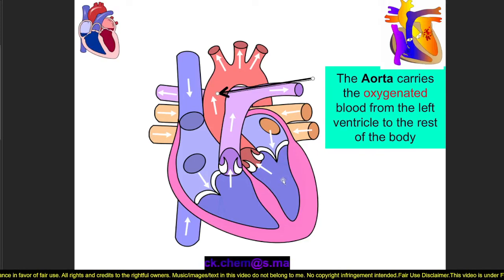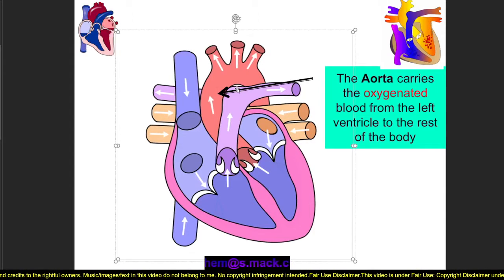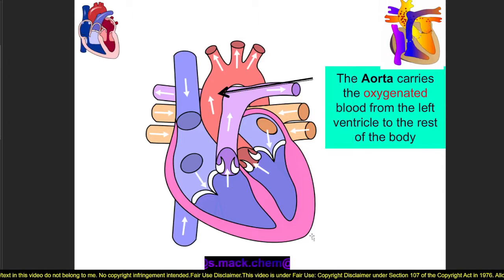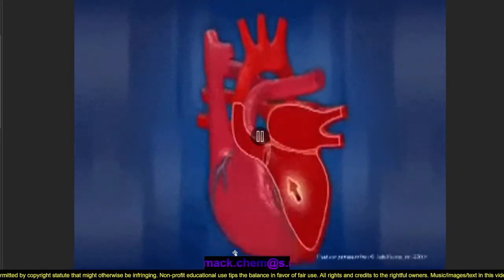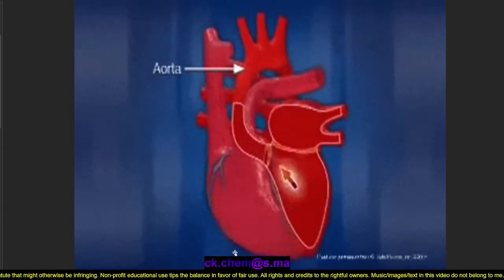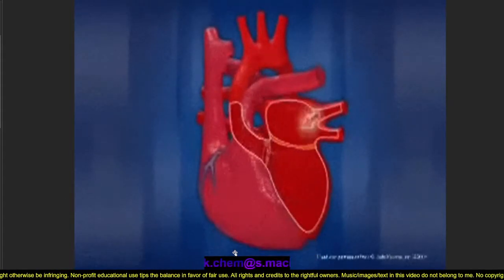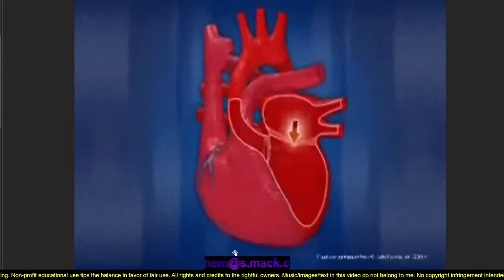So we have blood being pumped out of the left ventricle through this red vessel, and this is called the aorta. So blood is pumped out of the left ventricle to the rest of the body. This oxygenated blood is pumped out through the aorta. Here is an animated picture which shows blood being pumped into the left side of the heart through the left atrium, down into the left ventricle, and out of the heart through the aorta.